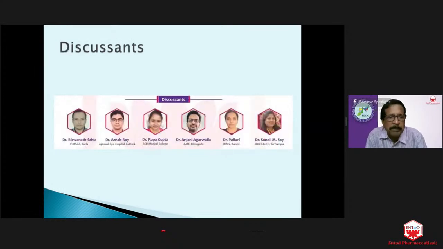And of course, the most important people are our discussants, the postgraduate students of various institutes of EIZOC states. Dr. Vishwanath Sahu from VIMSAR Burla. Dr. Arnav Rai from Agrawal Eye Hospital, Cuttack. Dr. Rupa Gupta from SCB Medical College, Cuttack. Dr. Anjani Agrawala from AMC Dibrugarh. Dr. Pallavi from RIMS Ranchi. And Dr. Sonali Mohapatra from MKCG Medical College, Berhampur. So these are the postgraduate students who will be discussing with our expert today.